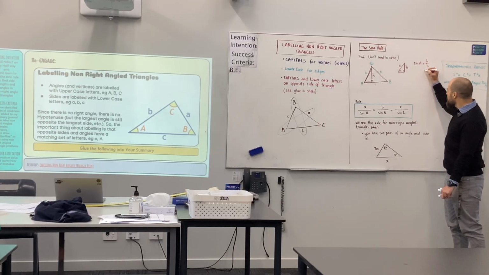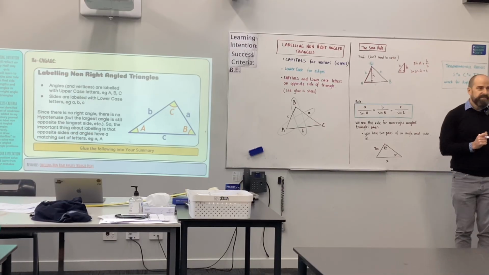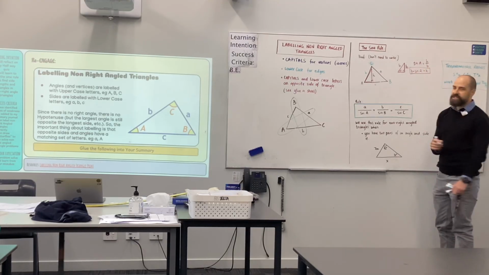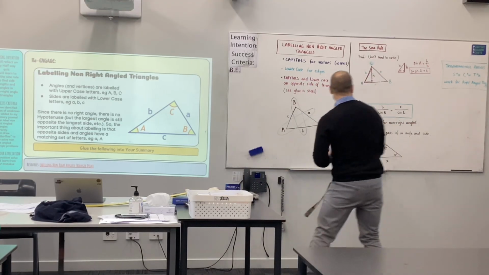And then if I rearrange this to get H by itself, I could multiply by B on the other side. And now we've got a rule for what H is equal to. Sweet, this is the proof, this is where it comes from.